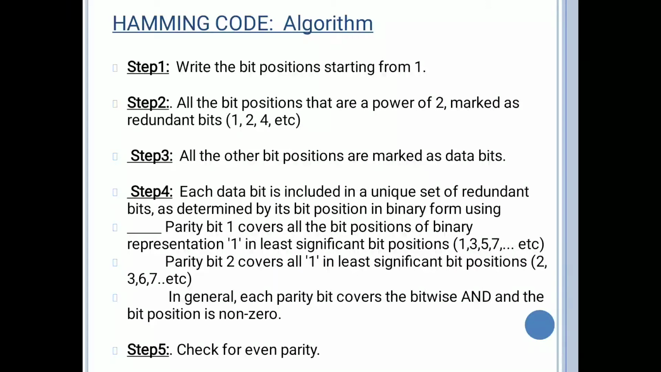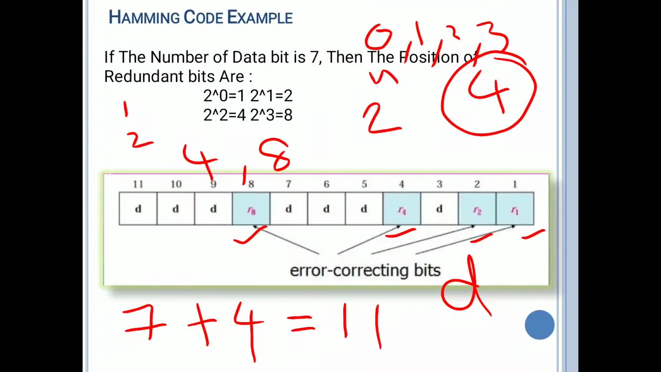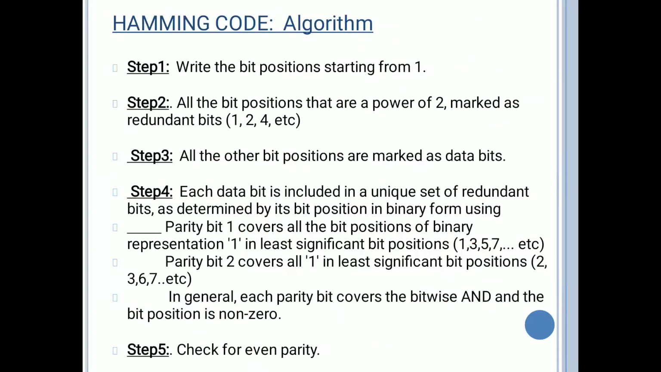Second, all the bit positions that are a power of 2 are marked as redundant bits. So in the second step we will take the powers of 2, calculate the number of redundant positions, and fill those positions with redundant bits. All the bit positions that are a power of 2 are marked as redundant bits, so that is 1, 2, 4, 8, 16, 32, 64, 128, like that. In those bit positions we need to append the redundant bit.